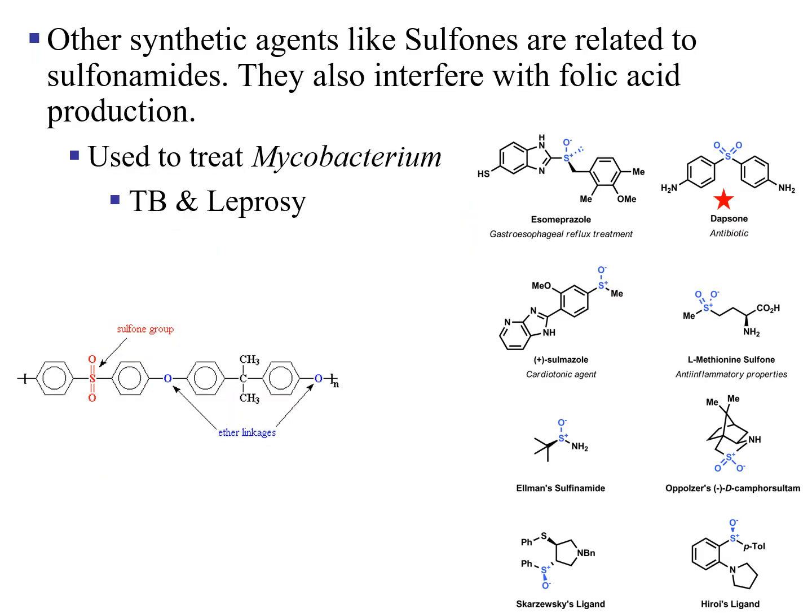Other synthetic agents like sulfones are related to sulfonamides. They also interfere with folic acid production. These other examples, sulfones like dapsone, and I have a little star by the chemical structure of dapsone. It is an antibiotic. It is used to treat a mycobacterium. And remember, Mycobacterium causes TB and leprosy.